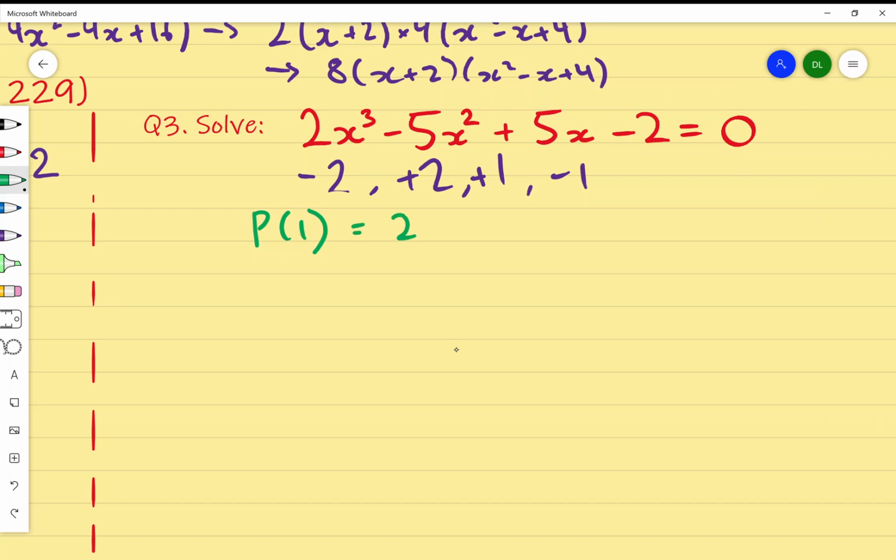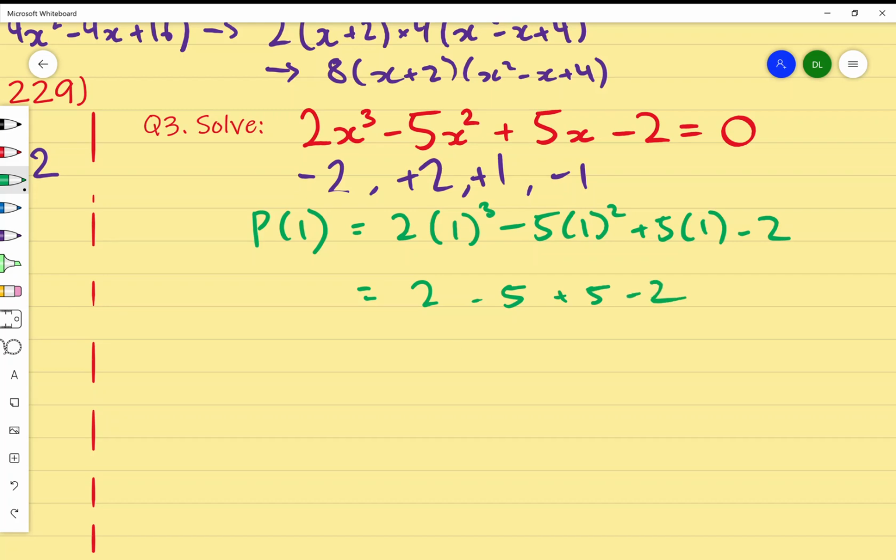So 2 bracket 1 cubed minus 5 bracket 1 squared plus 5 bracket 1 minus 2. If it is a factor, it should give me 0. Awesome, that's factor theorem. So 2 times 1, that's 2, minus 5 plus 5 minus 2. Automatically, I can see that equals 0 because these two cancel and these two cancel over there.